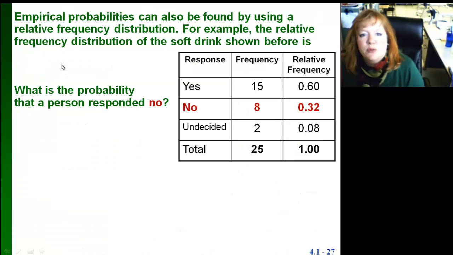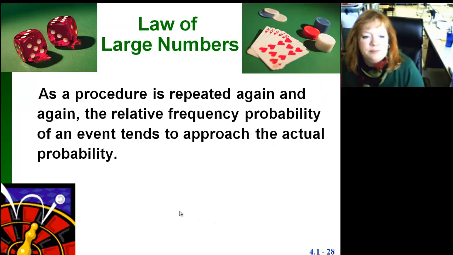Let's look at this one. It can also be found by using a relative frequency distribution. In this case, your division has already been done and it's been divided and put as a decimal. So if I was looking for the probability of a person who responded no, given this frequency distribution, I know it's 8 out of 25, but if you divided those, you'd get 0.32. So there it is. Probability of no is 0.32, 32%. If you notice, here's all the probabilities. They add up to 1.